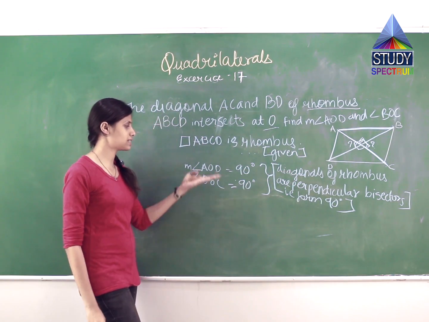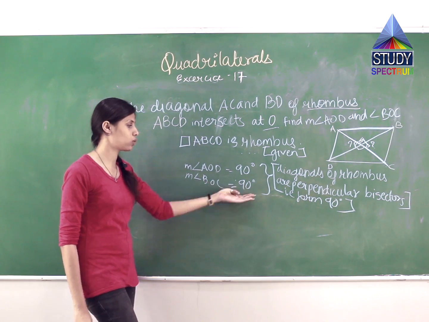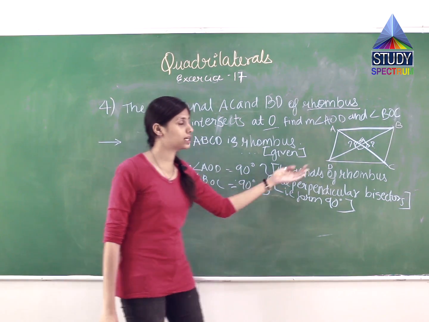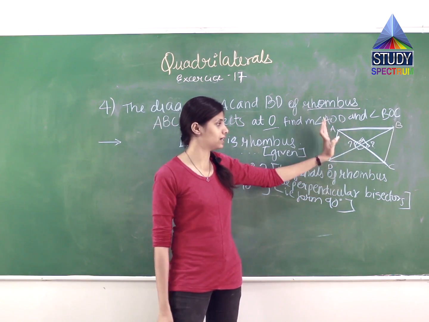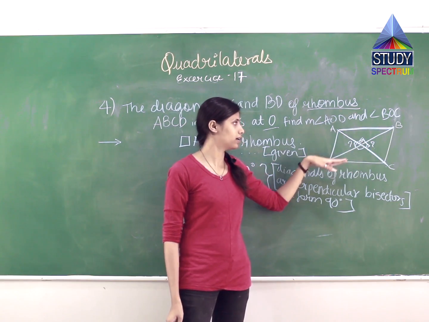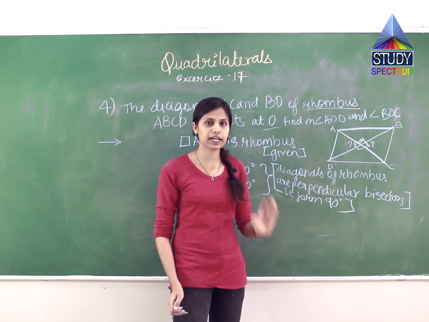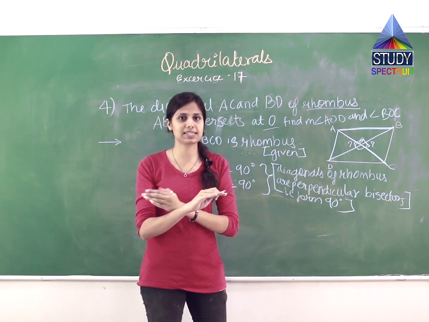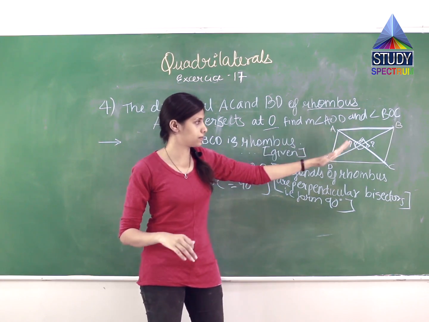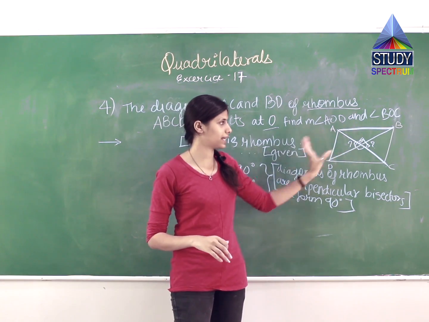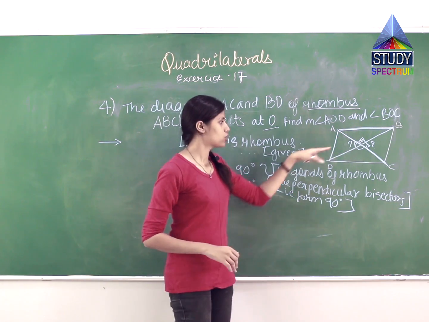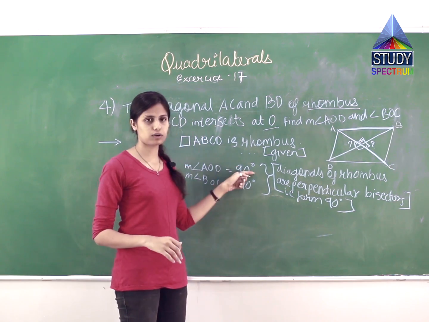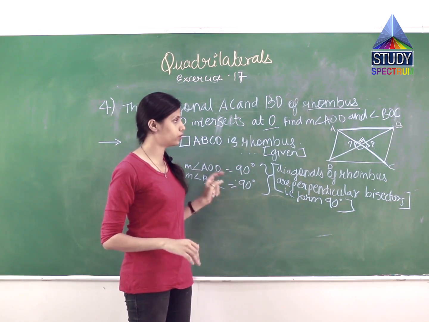Why have you written AOD as 90 degrees and BOC as 90 degrees? Because the diagonals of the rhombus, that is diagonal AC and diagonal BD, are the perpendicular bisectors of each other. Means they are bisecting each other at 90 degrees. So angle AOD is equal to 90 degrees and angle BOC is equal to 90 degrees.